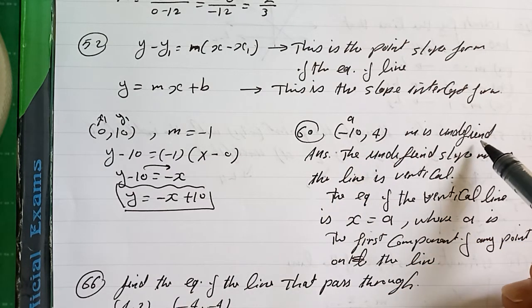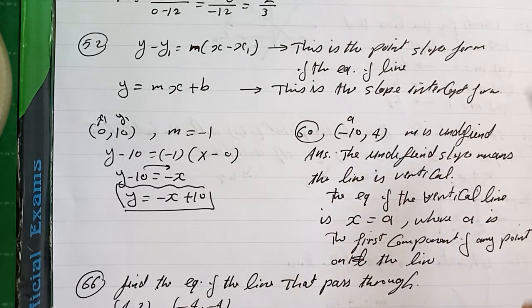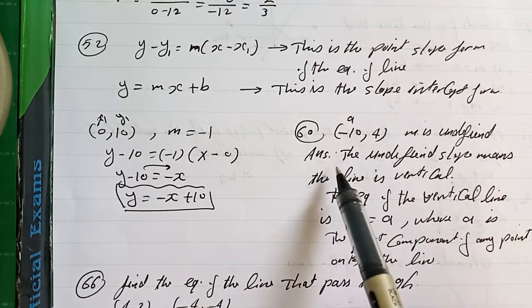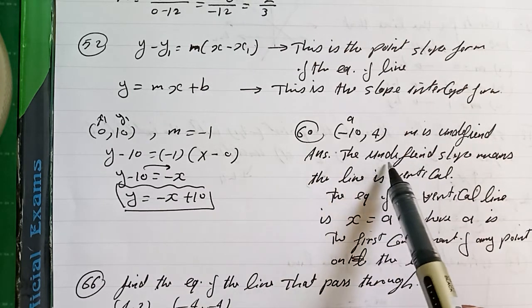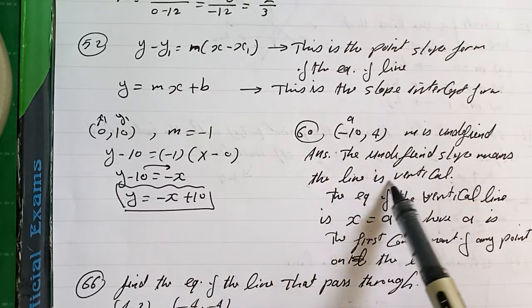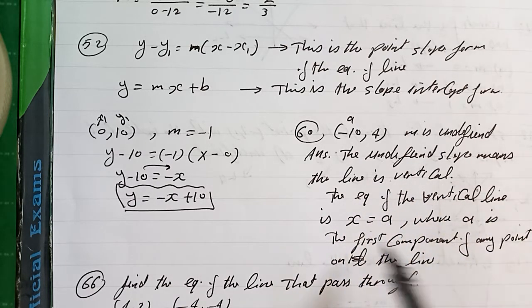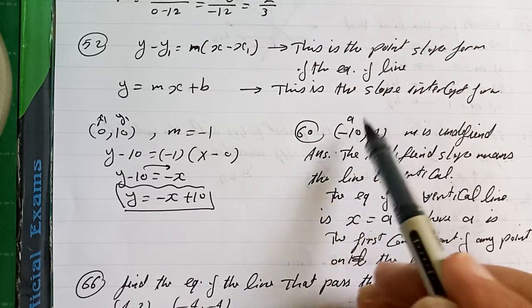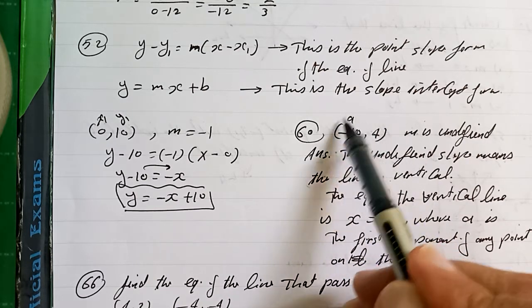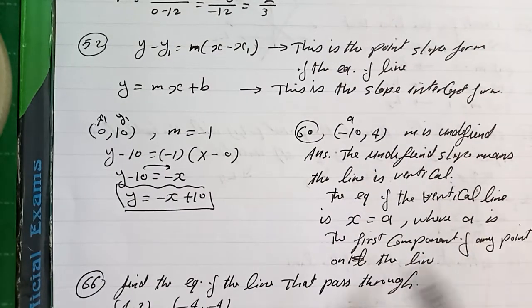M is undefined, and you need to write the equation of the line. Here I wrote this note. The undefined slope means that the line is vertical. The equation of the vertical line is x equals a, where a is the first component of any point on the line.